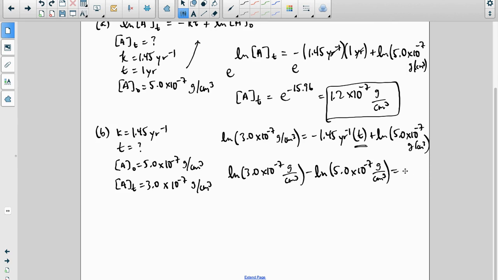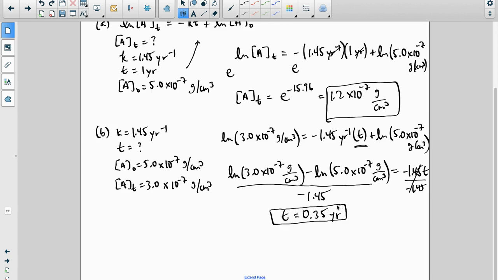That's equal to minus 1.45 t. And then I need to divide by 1.45 on both sides. Okay, and I will get t equal to 0.35 years. So that's the amount of time it takes in order for the concentration to go from 5 times 10 to the minus 7th to 3 times 10 to the minus 7th.